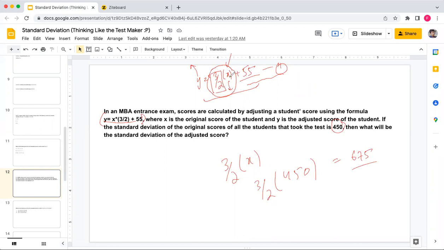So in this scenario, the standard deviation for X is 450. 450 times 3 by 2 is 675. And this 55 has no role in finding the new standard deviation. Everyone got the point? Okay. Yes.